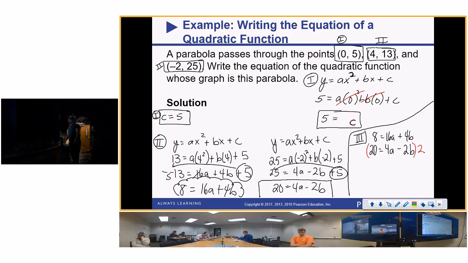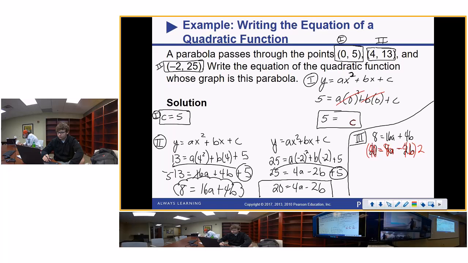Okay, so that's going to give me 40 equals 8A minus 4B. 2 times 20 is 40. 2 times 4 is 8. 2 times negative 2 is negative 4.